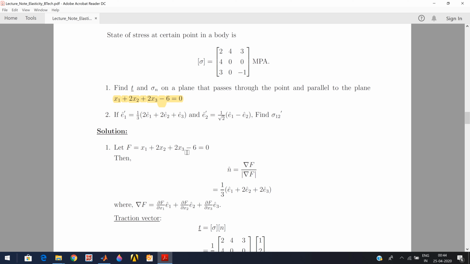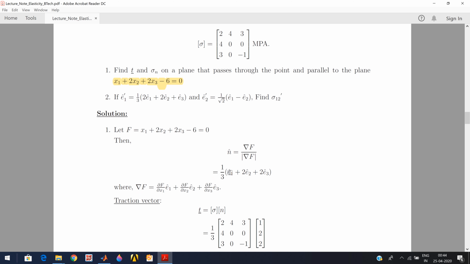Since this is the equation of a plane, you get the same normal vector everywhere on that surface. That's why n is not a function of x. But if I have a very complicated function, then you will see that the normal vector also becomes a function of space, and it will change if I change points. Here, though, it is not a function of space.